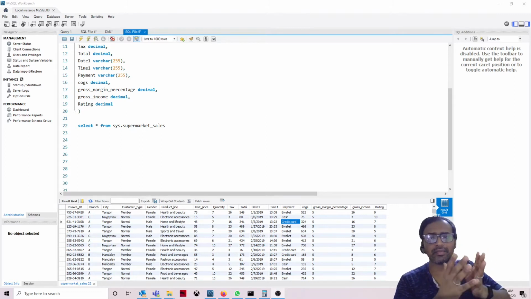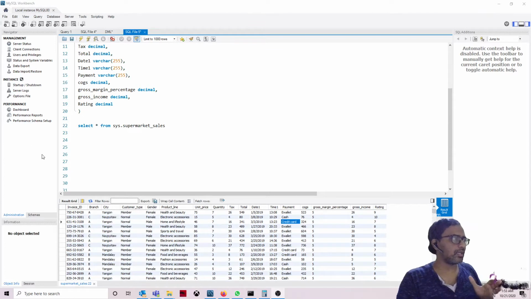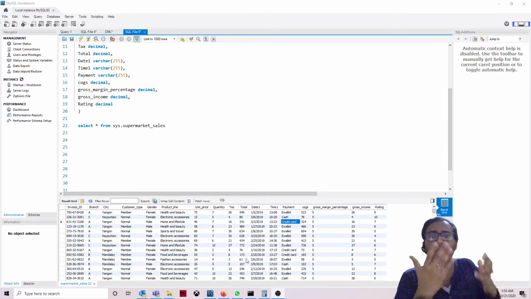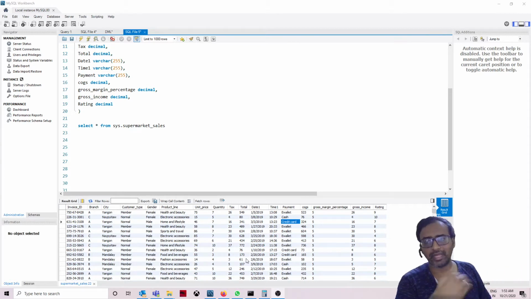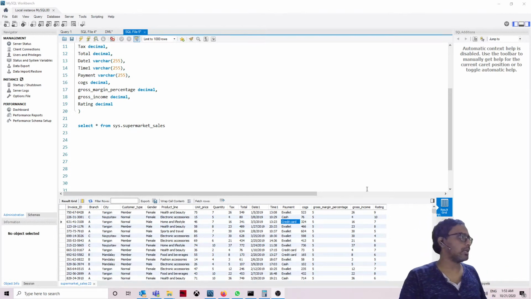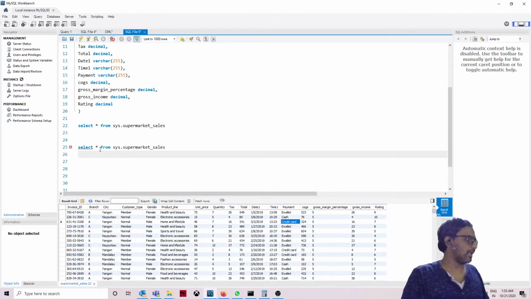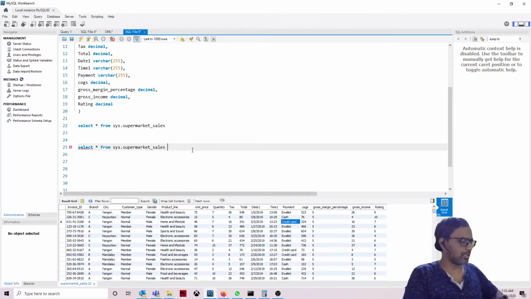Group by is one of the functions in SQL. So now I'm saying, boss, group this whole data by what? By payment, in our case, right? So now let's write a query. Select star from this table, group by, I need to group by what column? By payments.